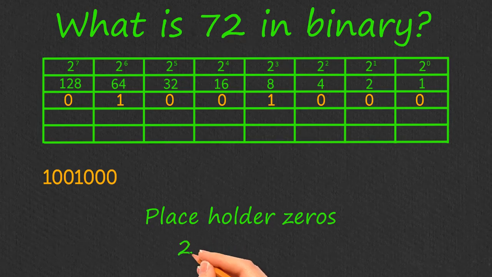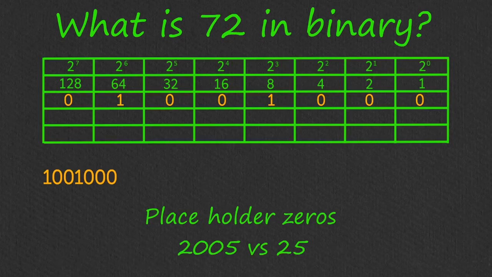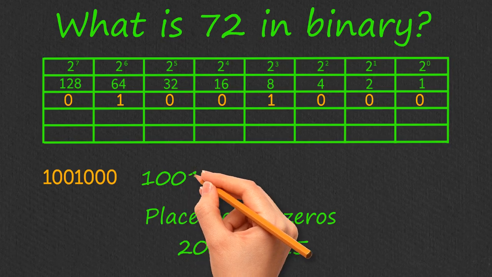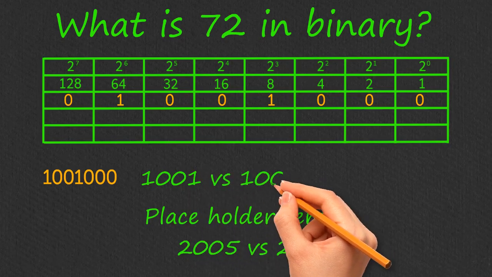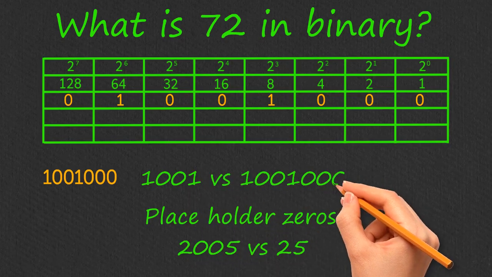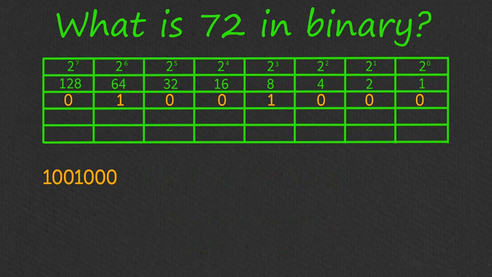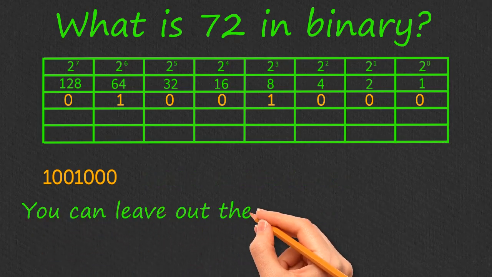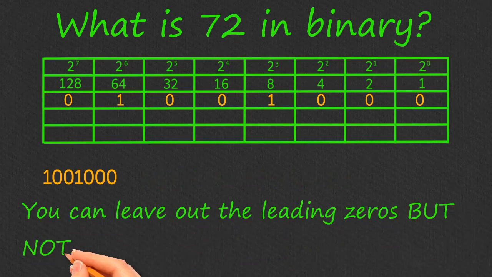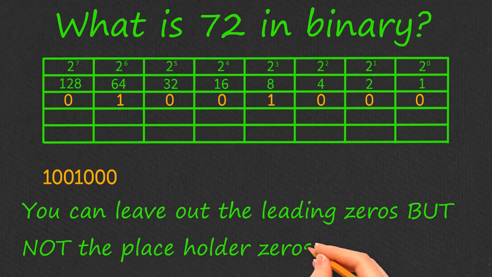Remember the examples of 2005 and 25 from video 4? 2005 is very different from 25 in the same way as 1001 is very different from 1001000. In a sense, you can leave out the leading zero in basic decimal conversions, but cannot leave out the placeholder zeros without changing the value of a number.